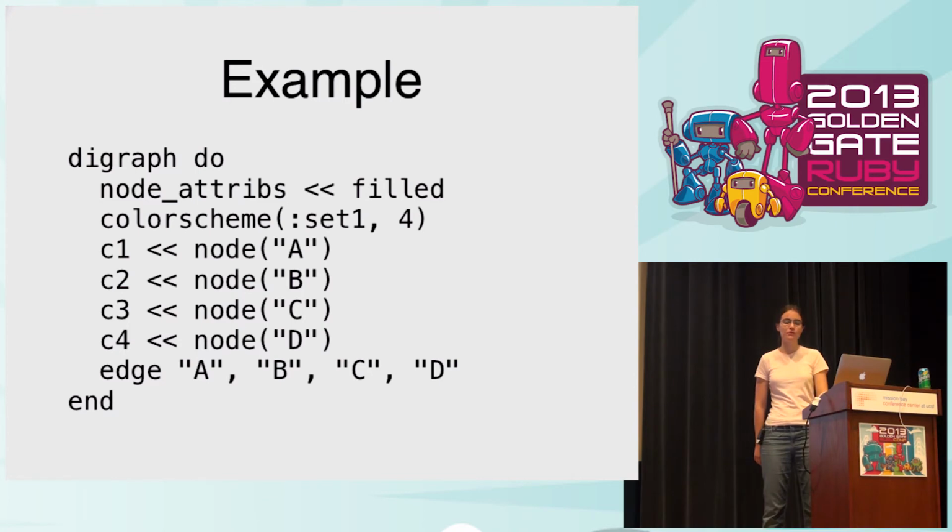So our node attributes are filled again, and we're going to say color scheme, and we're going to pass it a symbol for the name of the color scheme, and then we're going to pass it the number of colors we want to use. So we're using a color scheme called set1, and we're going to use 4 colors. And then same way you were doing the colors before. That gives you the variables C1 through C4, because we have 4 colors, and you paint node A with C1, node B with C2, node C with C3, and all the way down.